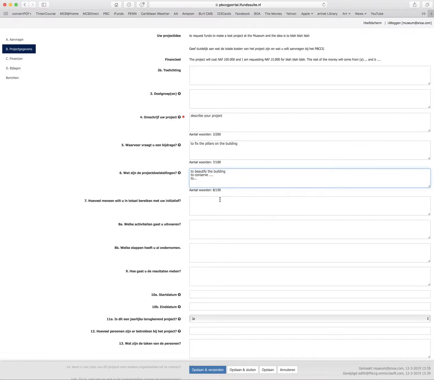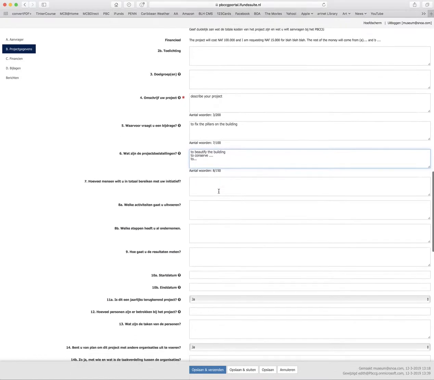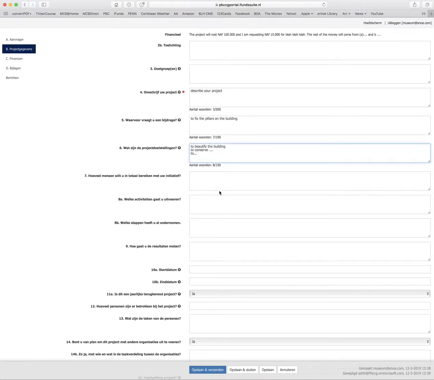Again, you get 150 words. That's quite a bit, so be as precise as you can. The more information you give us, the easier it will be to assess your application, and the easier it will be for us to understand exactly what it is you want to do.